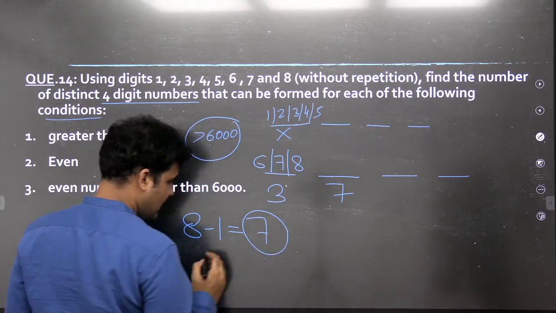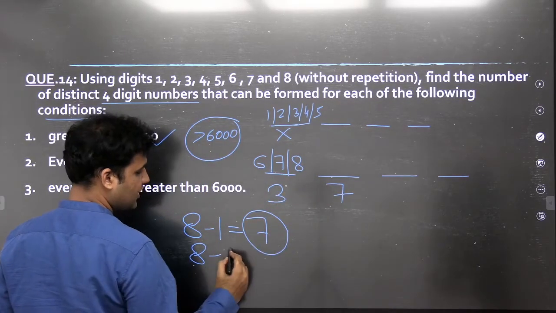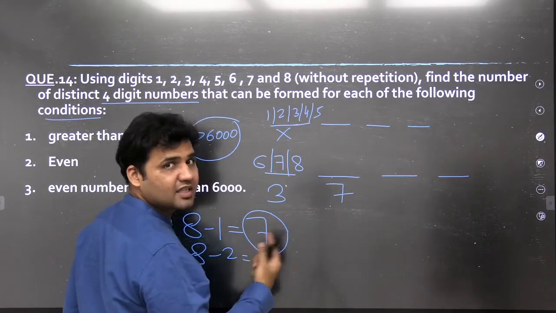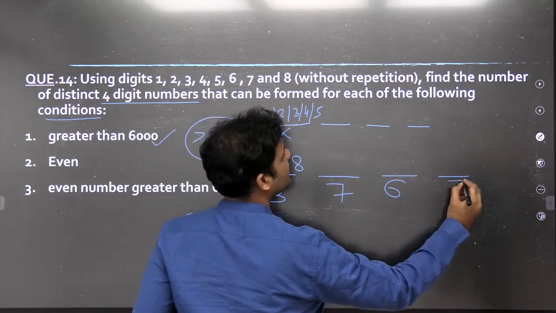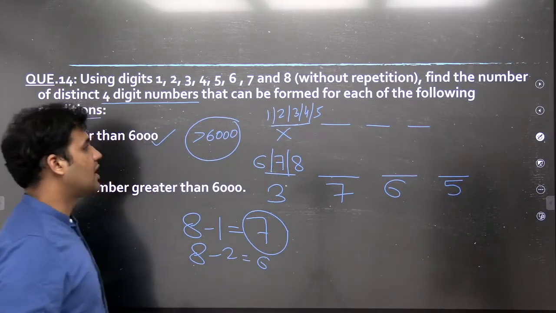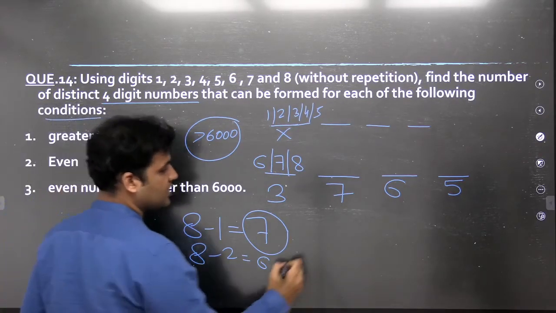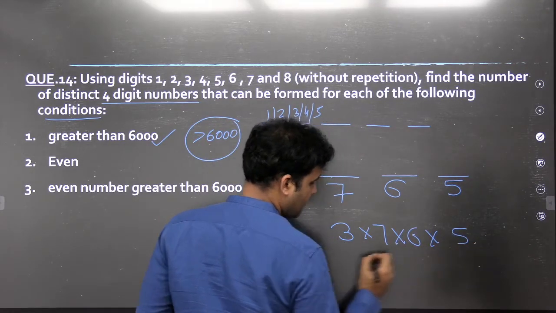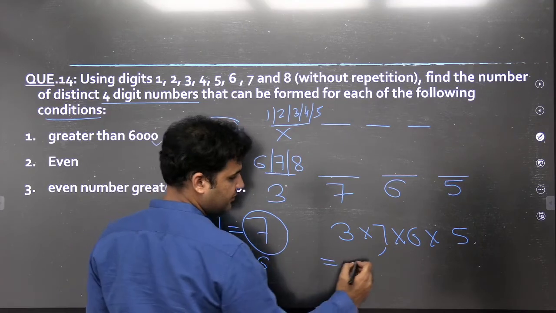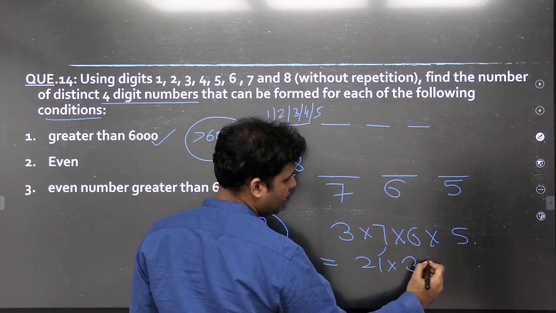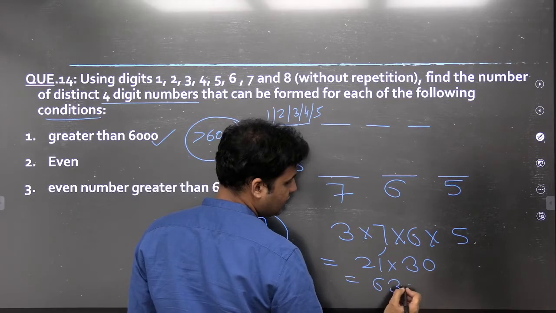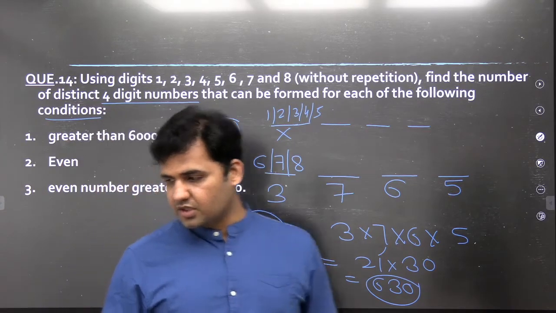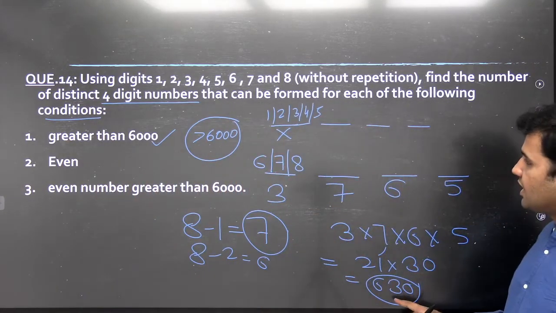Now out of 8, 1 digit has been placed here, 1 digit has been placed here, so 2 digits have been placed. You can say out of the remaining 7, 1 digit has been placed, so I will be left with 6 more digits. So this place can be filled in 6 ways and this place can be filled in 5 ways. So the numbers which will be greater than 6,000 will be 3 into 7 into 6 into 5. Now 3 into 7 is 21, and 6 into 5 is 30. 21 into 30 is 630. So this is the answer of the first question. The total such numbers greater than 6,000 are 630, guys.